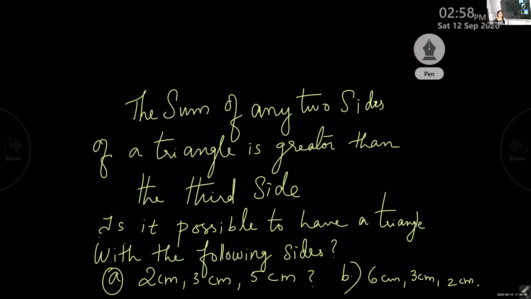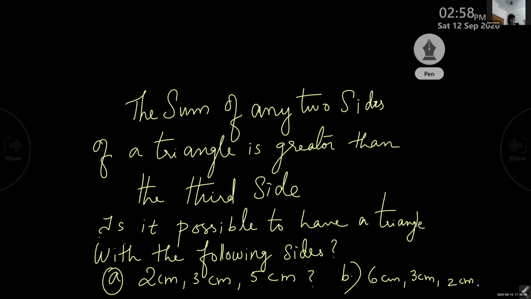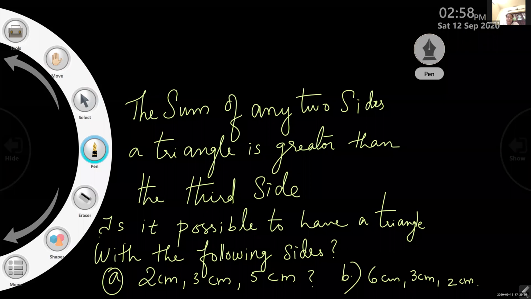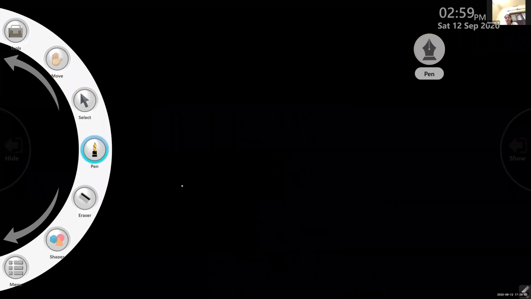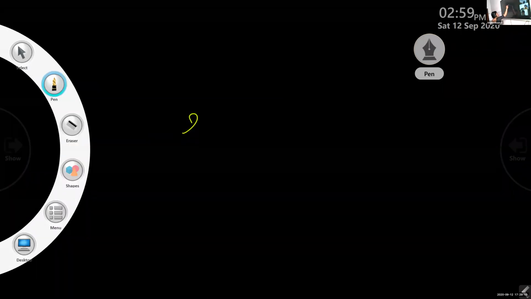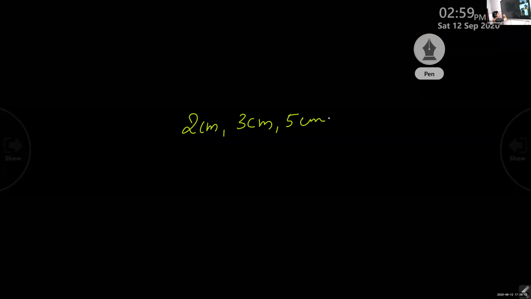Okay, tell me. First one, what is it? 2 plus 3 centimeter, 5 centimeter, isn't it? Yes, ma'am. First one is 2 centimeter, 3 centimeter, and 5 centimeter. Is it possible to draw? First two you add. 2 plus 3 is equal to 5. 5 is not greater than 5. So you cannot draw the triangle.